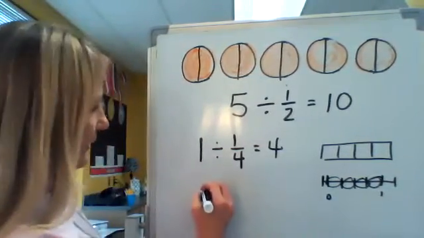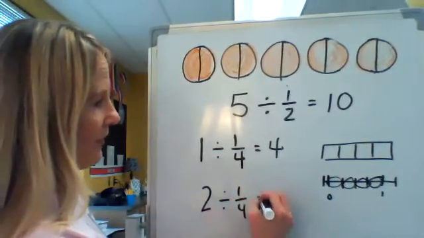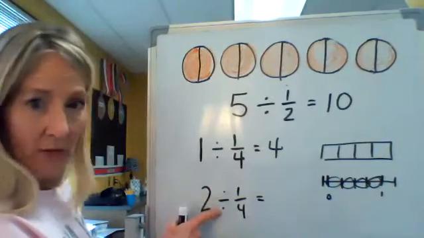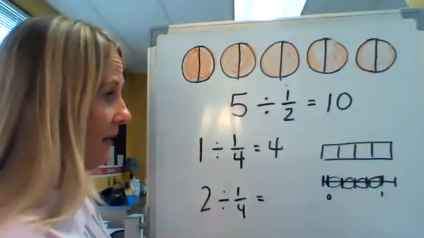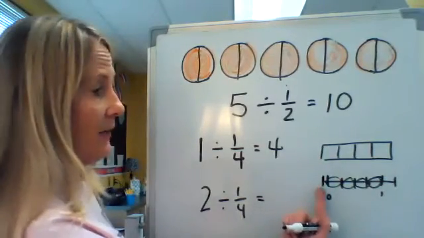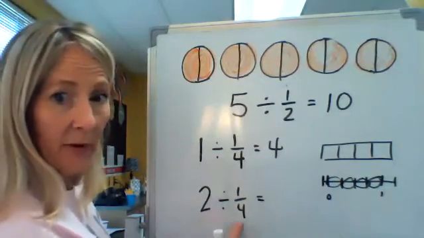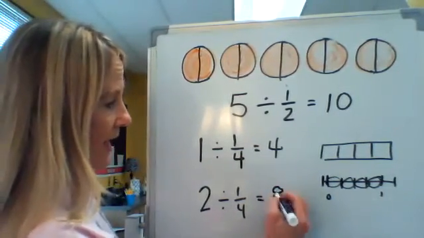Let's try this one. What if it's 2 wholes divided by 1/4? Remember what you're really asking: 2 has how many groups of 1/4 in it? If I have 2, how many groups of 1/4 can I make? So you might draw a model, or use a number line to model out the 2 wholes and then see how many fourths you can make with that amount. And you would see that the answer was 8.